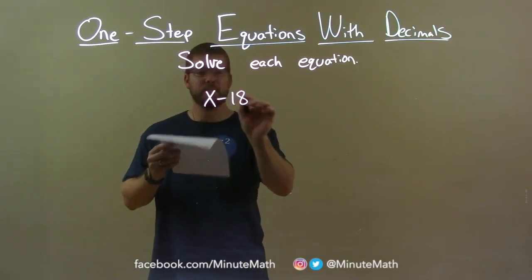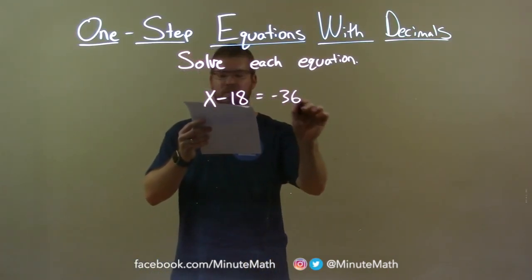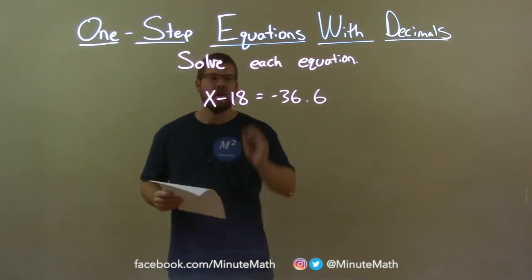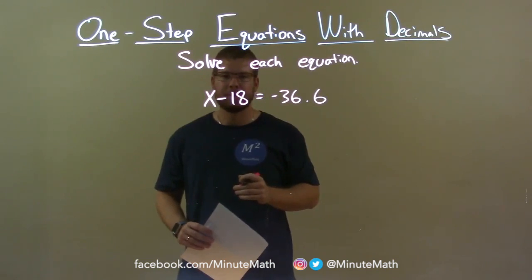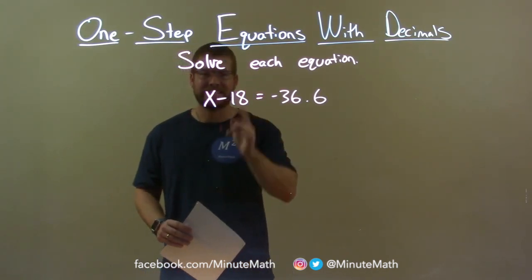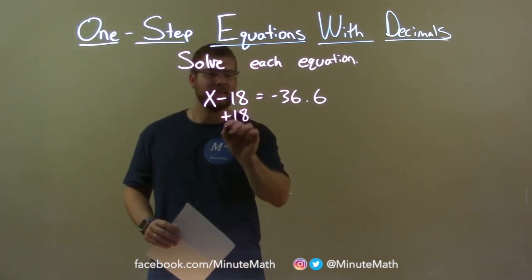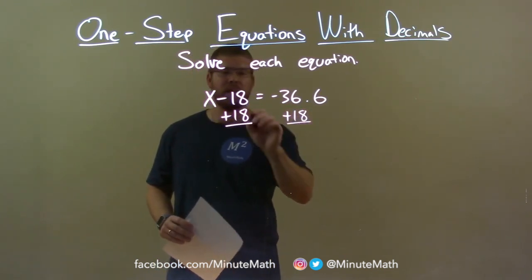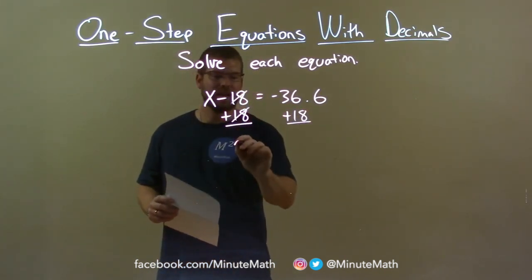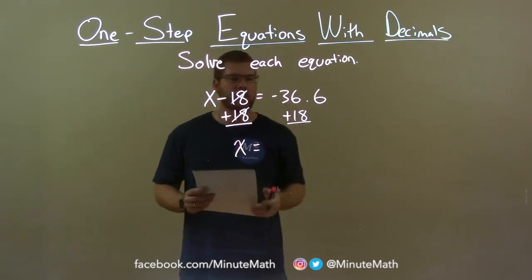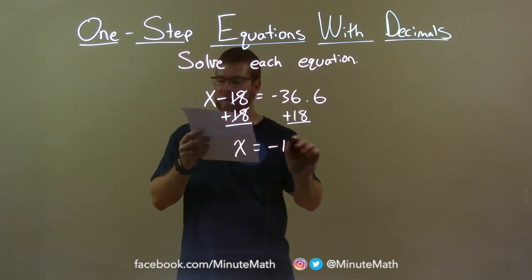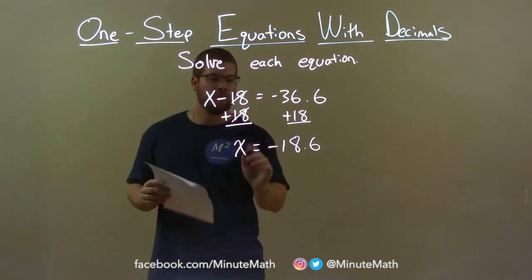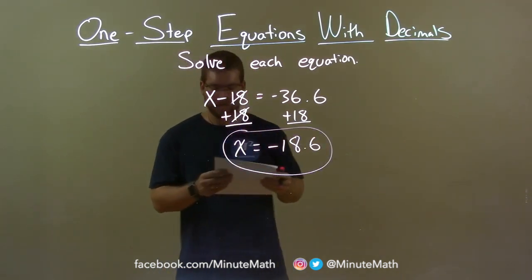x minus 18 equals negative 36.6. So I want to get x by itself. It's being subtracted by 18 here. Opposite of subtraction is addition. So if I add 18 to both sides, on the left, the 18s cancel, leaving me x by itself. On the right, I have negative 36.6. I'm adding 18 to that, and I get negative 18.6. And so our final answer here is just x equals negative 18.6.